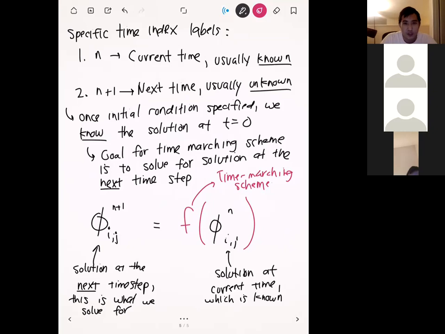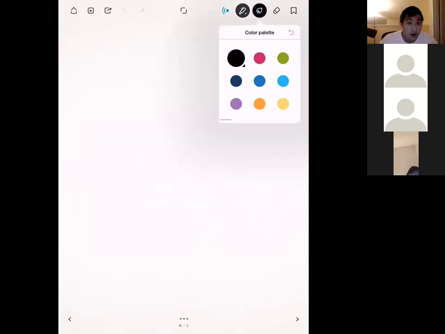So hopefully this becomes a little bit clearer after we do some examples, because I know it's still a little bit dry right now. Okay. All right, and so let's start implementing some methods. In this class, I'm going to stick to mostly just the two simplest methods, and those are explicit Euler and implicit Euler.